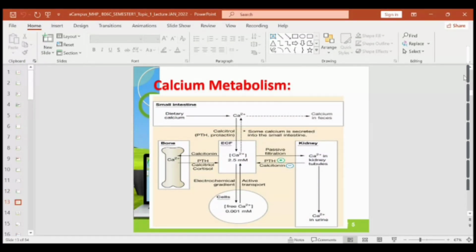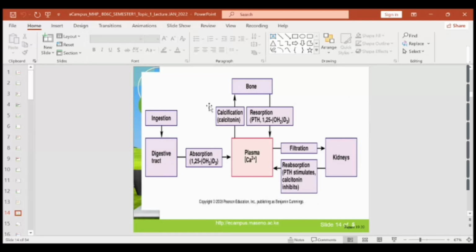So here we still have the same diagram outlining the same processes: we have the bone here, and we have the kidney. In between them, we have the extracellular fluid. The normal range of calcium is between 8 to 10, but we say that the ionized form is usually half the serum level. So that will give you a range of about 4 to 5. And then we have the dietary supplement that we take through the GIT.